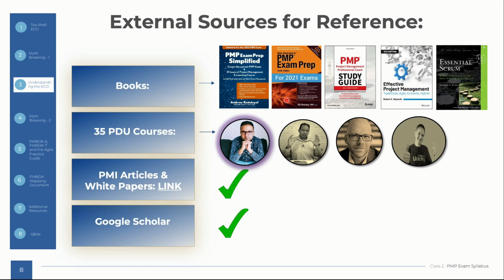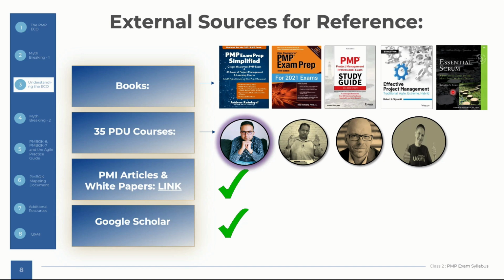Okay, so if you are purchasing Rita Mulcahy, guys, please make sure that you are purchasing the 10th edition because that is the updated one. This is Kim Heldsman's book, the PMP study guide. Okay, and these are some Agile and Scrum books. The first one is Effective Project Management by Robert Wysocki, and the second one is Essential Scrum by Kenneth Rubin.